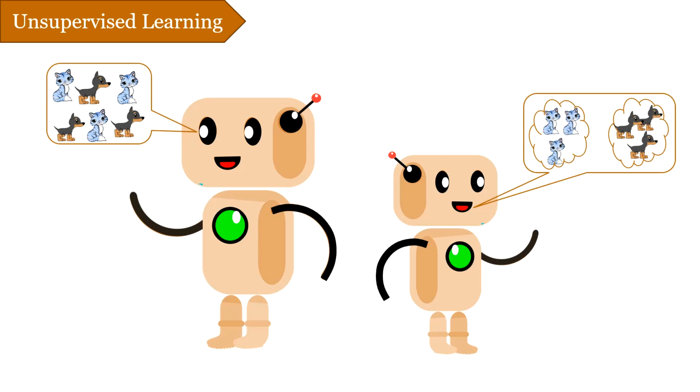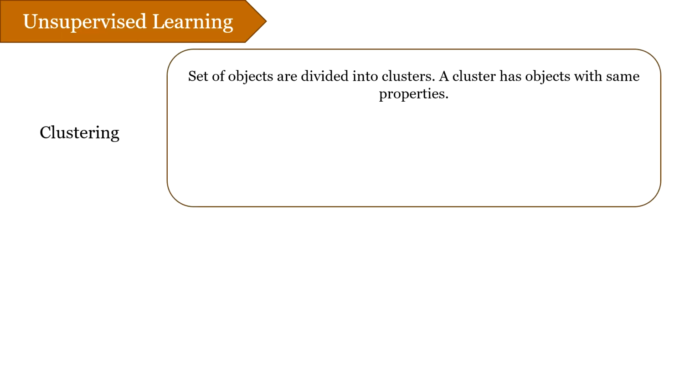Now unsupervised learning is further classified into two types. First is clustering. Here, the set of objects are divided into clusters. Every cluster has objects with same properties. To understand this, let us take an example of DTH provider who want to improve his churn rate. That's why he came up with an idea of personalizing the channel pack.